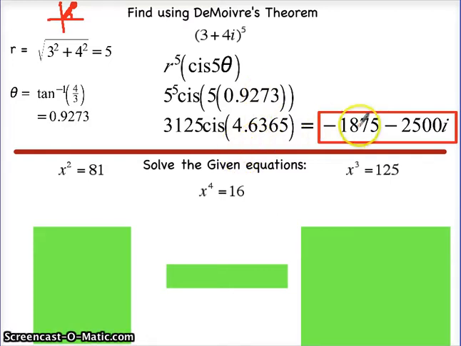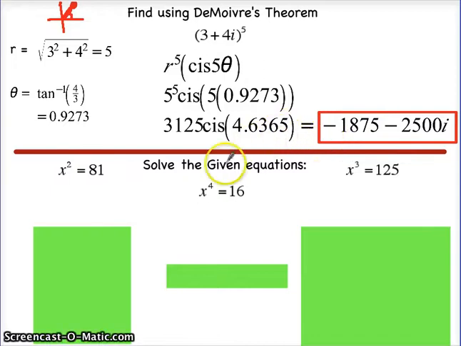Then if we want to go back to standard form, we can find those numbers. So 5 to the fifth is 3125 times the cosine of 4.6365 will give you negative 1,875. 3125 times the sine of 4.6365 is 2,500. And don't forget that that's cosine plus i sine, so that second term has the i in it, and we've got our standard form number.